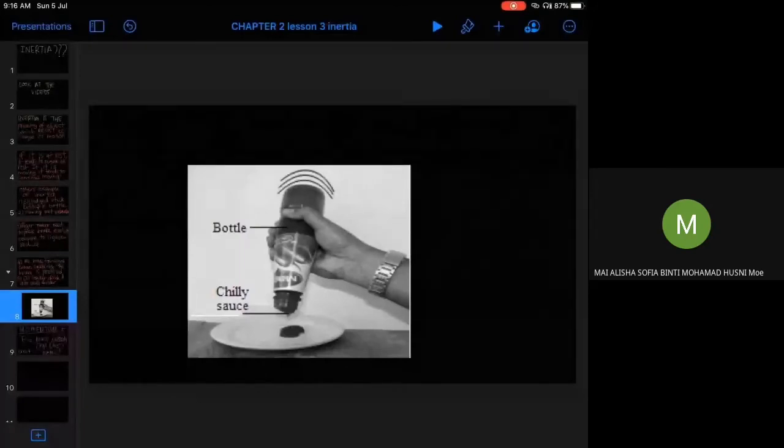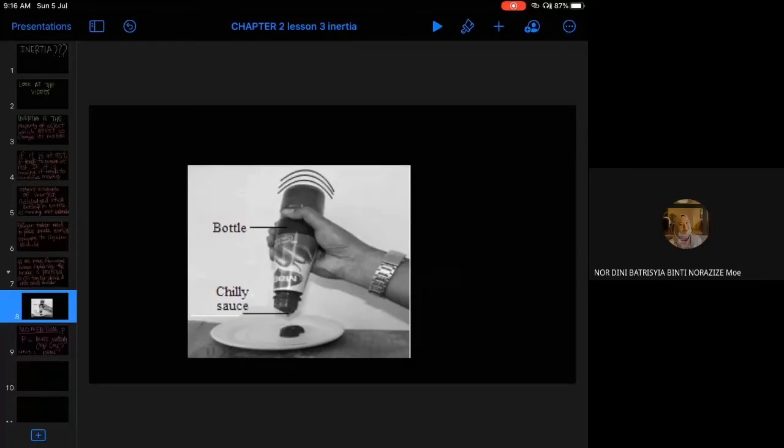Okay. Alright. Ada lagi nak tanya? So diagram yang saya tunjuk dekat screen you all ni, ini ialah how to dislodge the chili sauce stuck from the bottle. So you're moving the bottle very fast and make a sudden stop, so that insyaAllah the chili sauce will move forward and dislodge from the bottle. Alright, so inertia ni dia tak ada pengiraan ya. So what must you know about the inertia? First kali is the definition. So definition tadi apa untuk inertia?